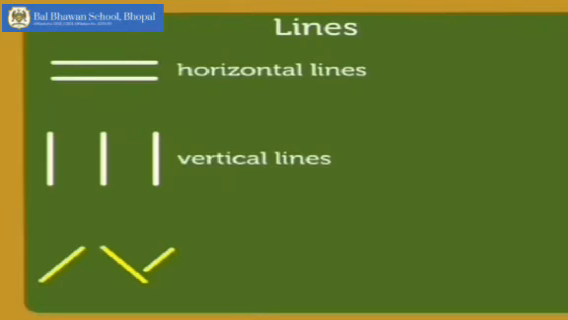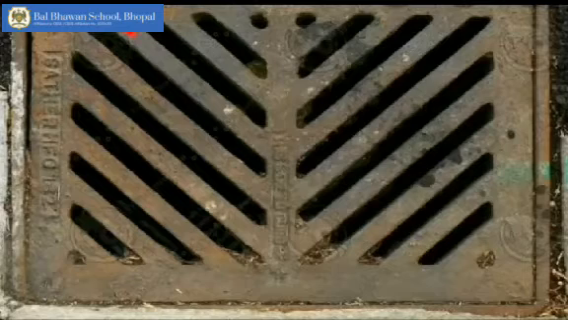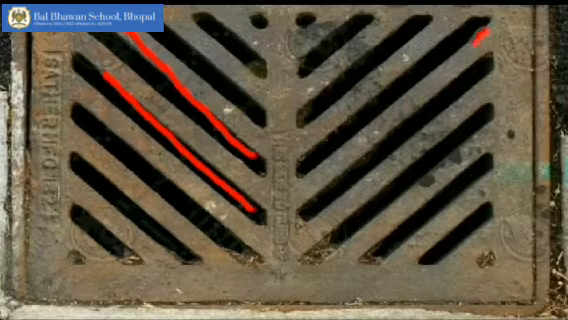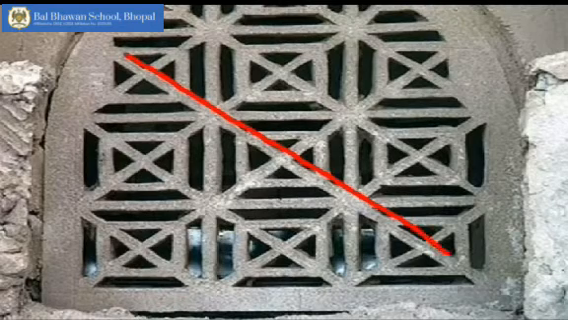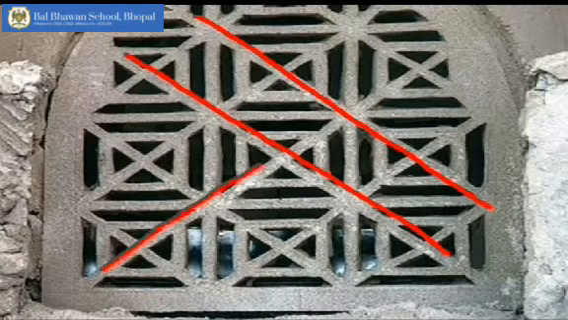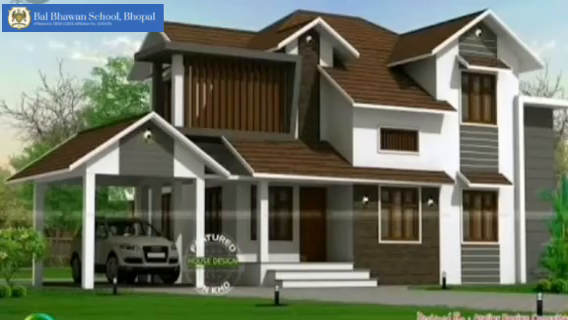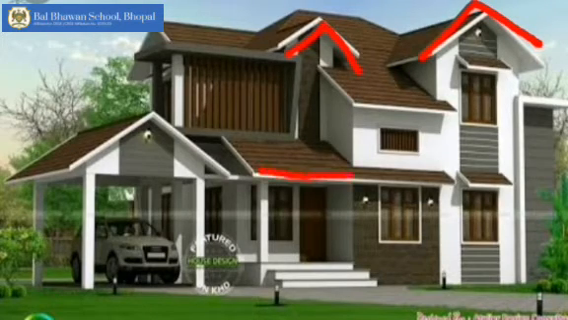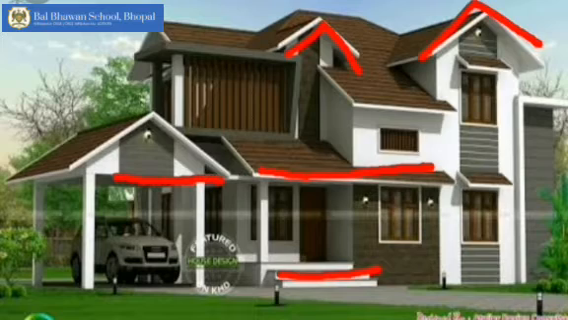Children, these are slanting lines. They are also known as oblique lines. Now let us see some examples of slanting lines. These are some examples of slanting lines. Children, in this example, you can see slanting lines, horizontal lines, and vertical lines.